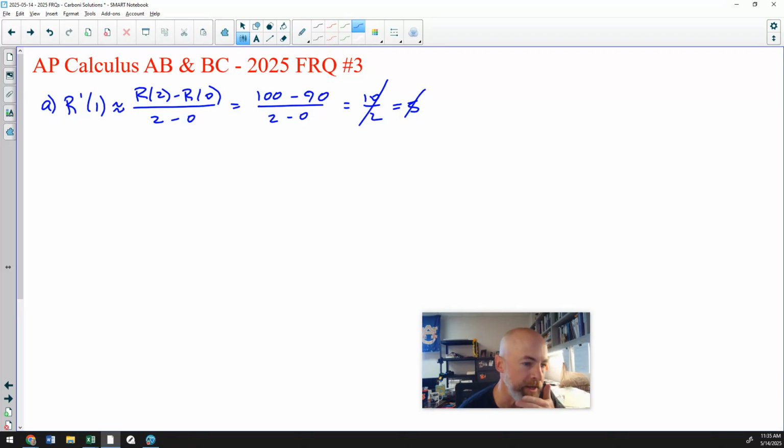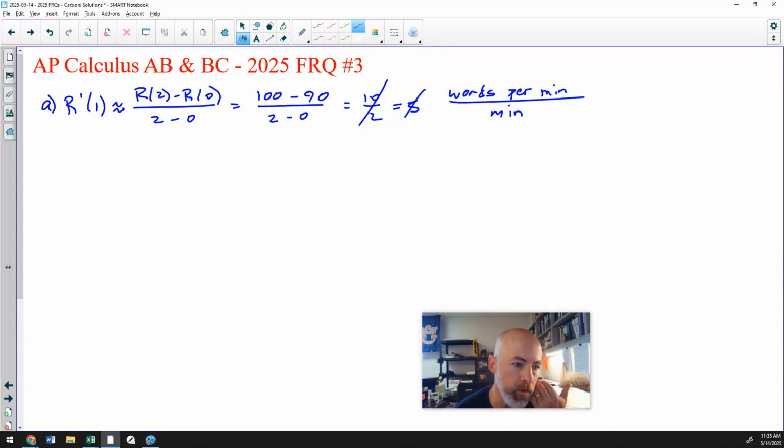Show the work that leads to your answer and indicate units of measure. So in the numerator, we subtracted words per minute, so the units would be words per minute in the numerator. And in the denominator, we subtracted minutes. So the units would be words per minute per minute, or you can write that as words per minute squared.